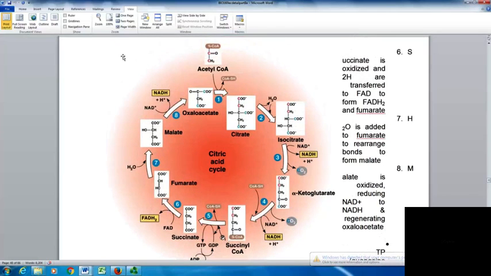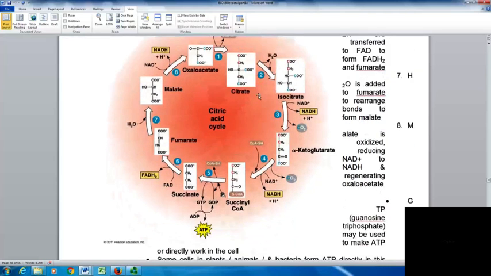When you start with 1 glucose, you're going to get 2 pyruvate. 2 pyruvate will end up producing 2 acetyl-CoAs, which is 2 turns of this cycle. So for each glucose, you will have 2 turns of the citric acid cycle, so twice as many of each of these things released that you see coming off of the cycle.